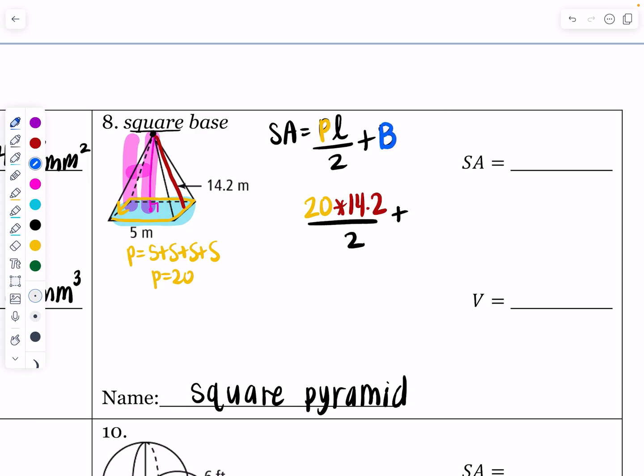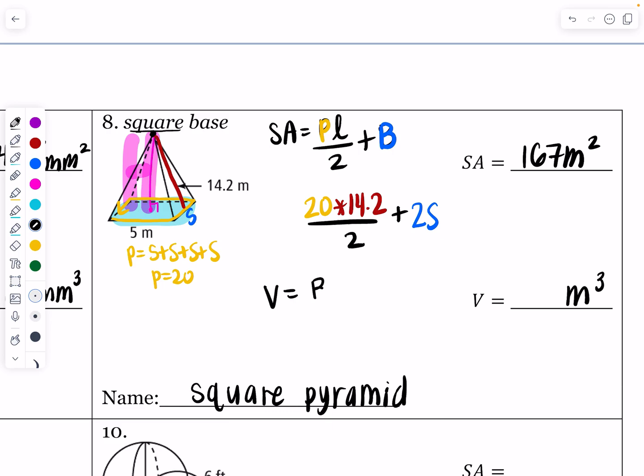So what is my area of the base? What is a 5 by 5 square going to give me an area of? 5 times 5 is 25. So when I find my surface area, that's going to be 20 times 14.2, enter, divided by 2, enter, plus 25, gives me a surface area of 167 meters squared, since it's surface area. Volume is going to be in meters cubed. So let's find our volume.